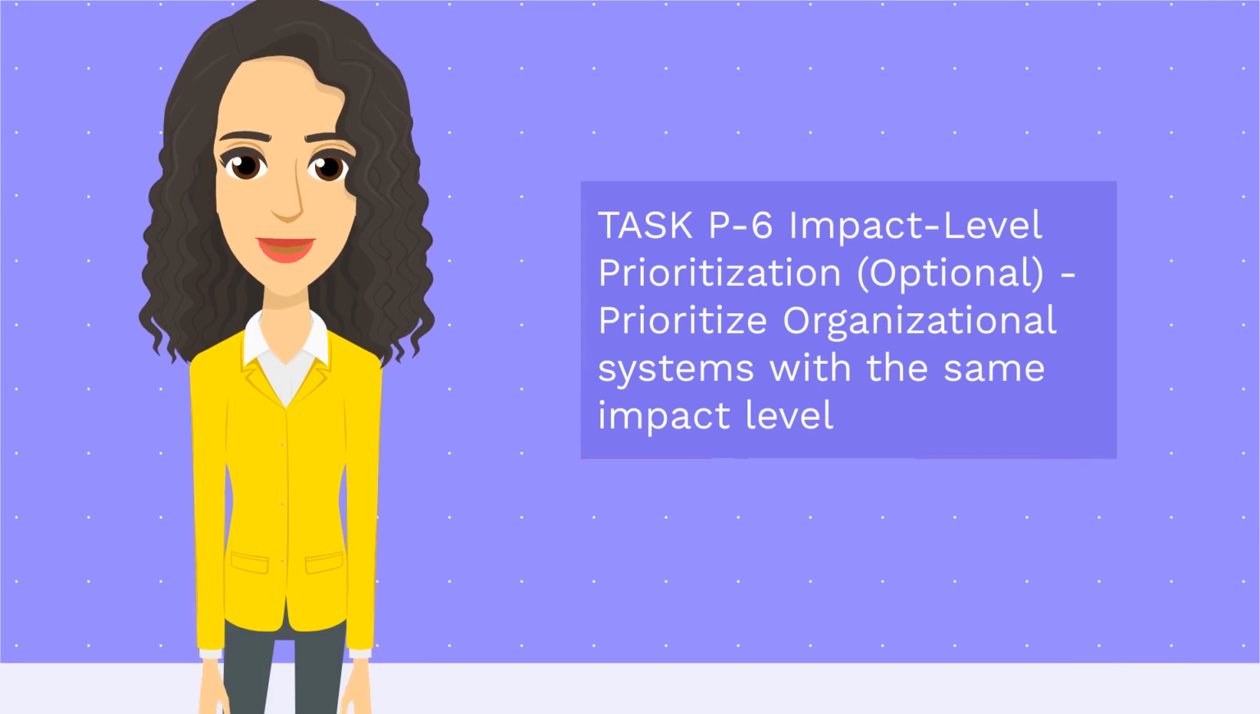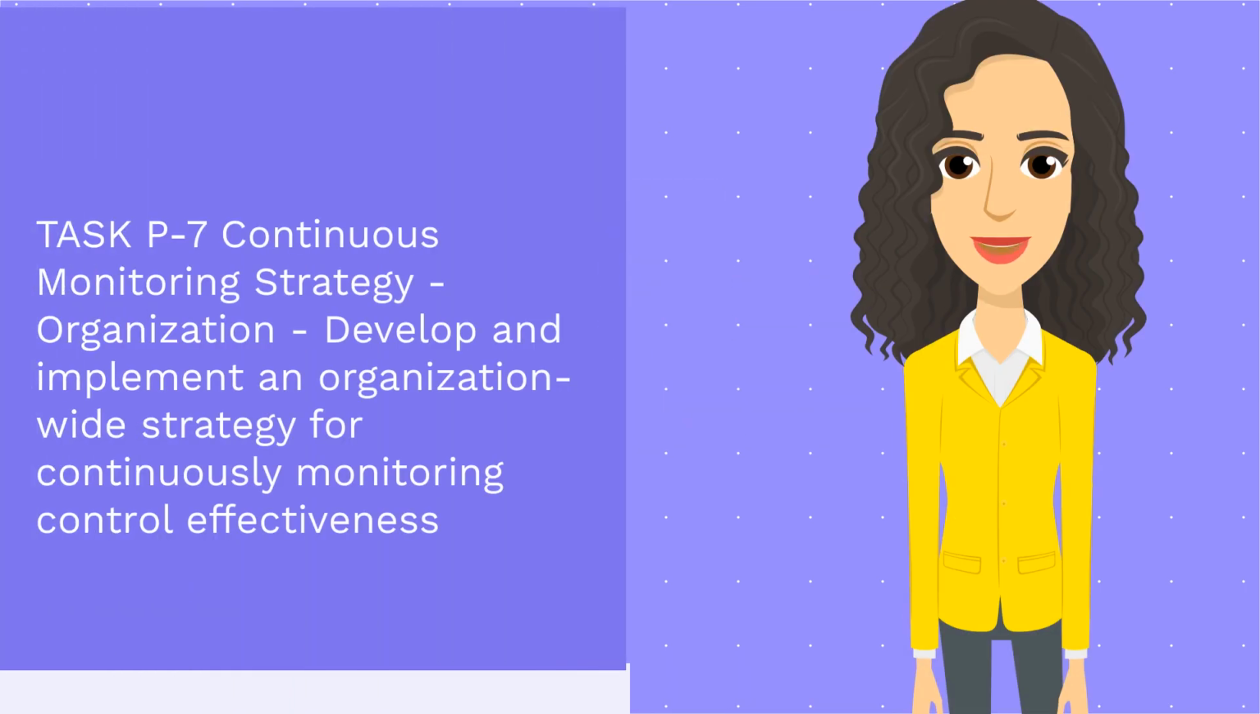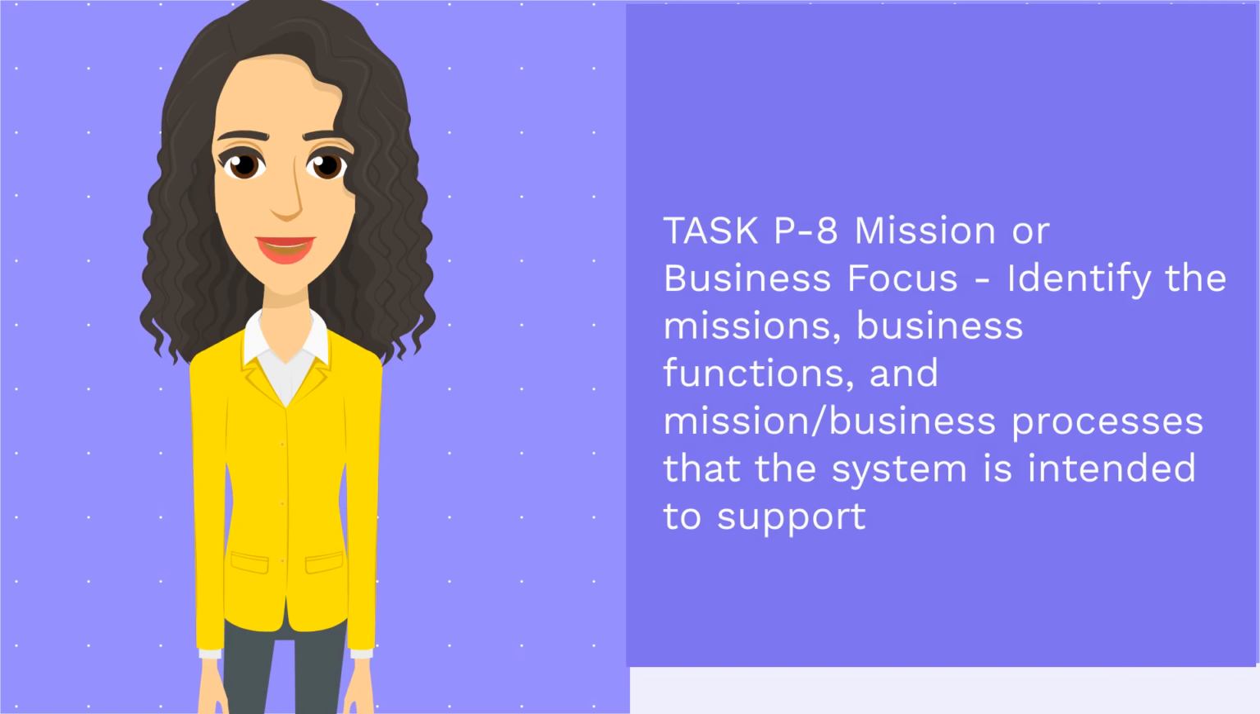Task B6. Impact level prioritization. Optional. Prioritize organizational systems with the same impact level. Task B7. Continuous monitoring strategy. Organization. Develop and implement an organization-wide strategy for continuously monitoring control effectiveness. Task B8. Mission or business focus. Identify the missions, business functions, and mission/business processes that the system is intended to support.